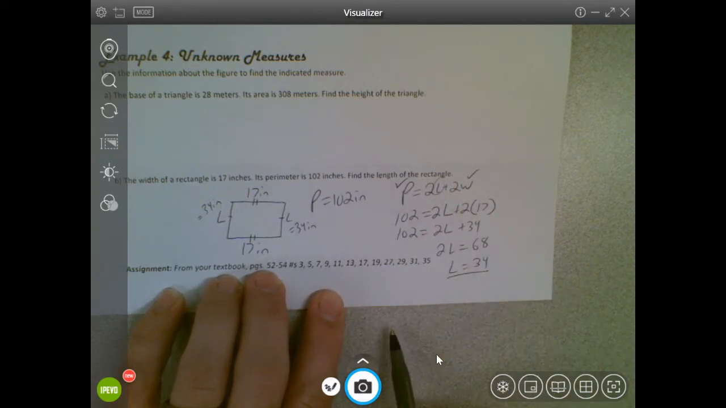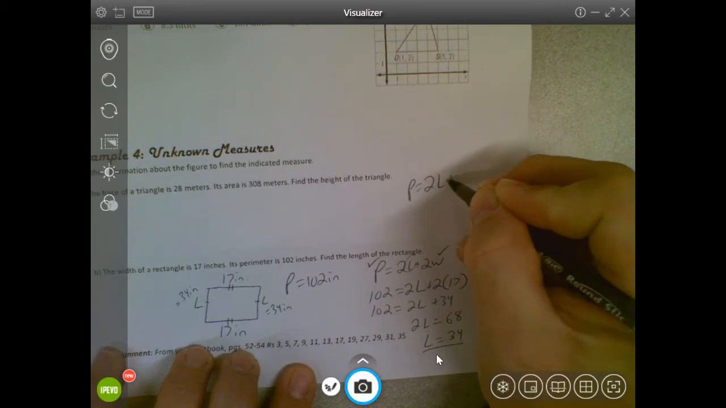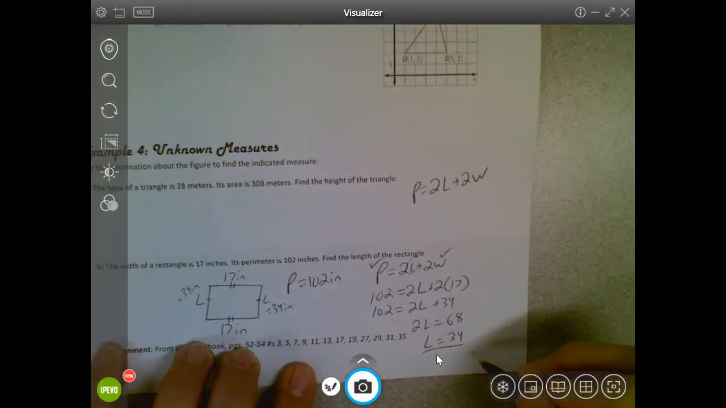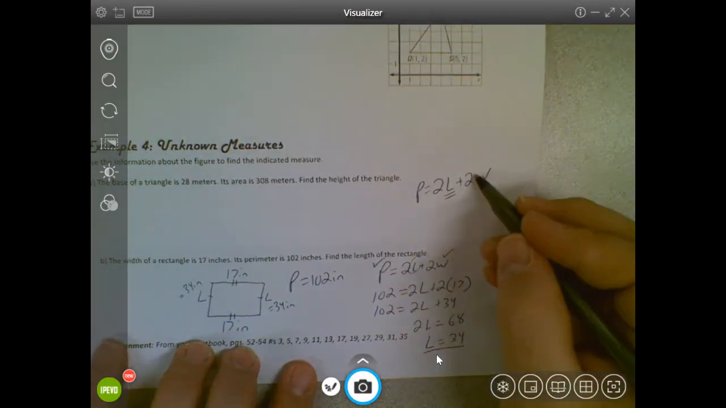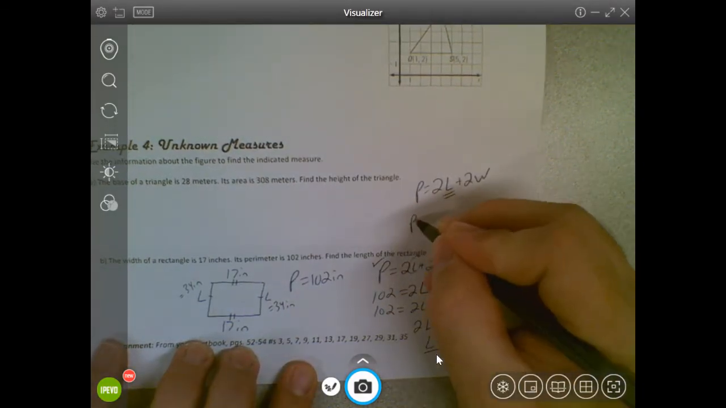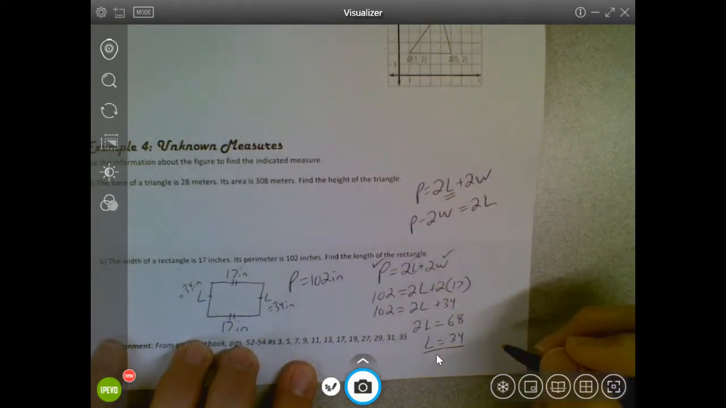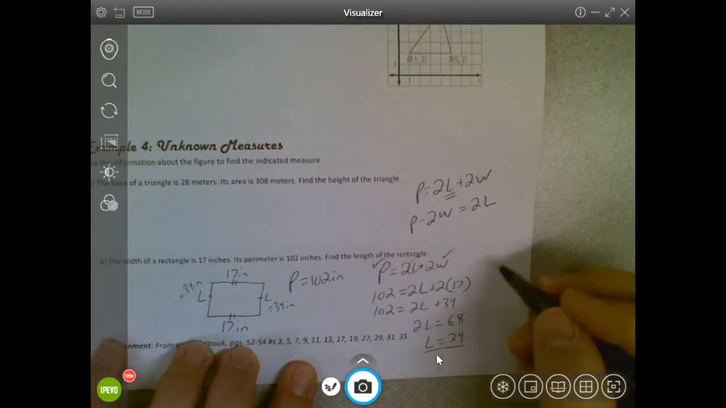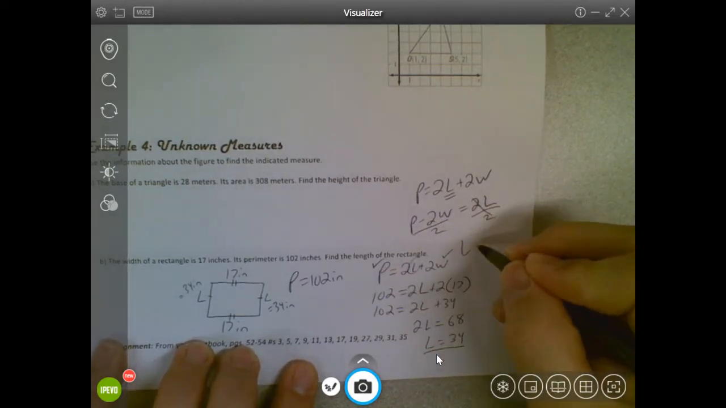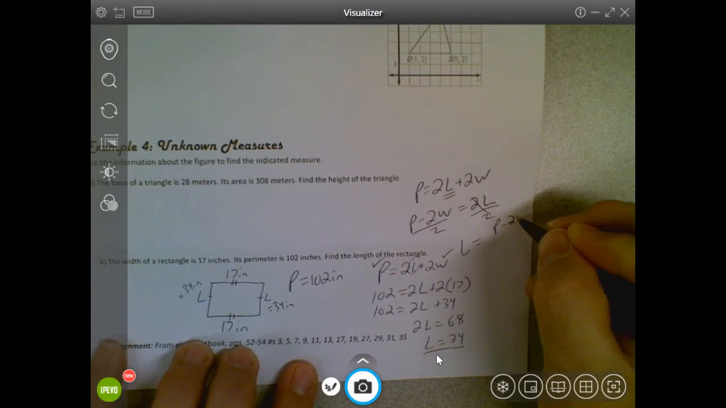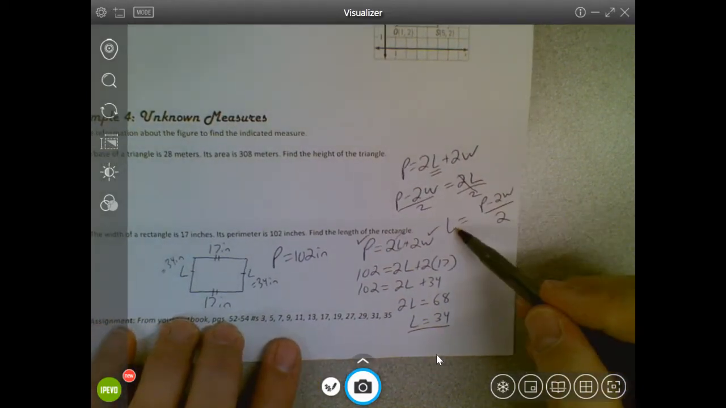But we could also try the other technique of, let's pretend we don't know any of the values yet. We know that we're trying to solve for L. So subtract 2W from both sides, right? Subtract 2W from both sides. That'll bring this over here. And then divide both sides by 2. This is going to be L equals P minus 2W all over 2. So that formula is already solved for L now.